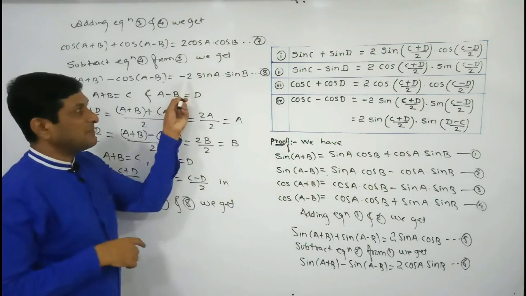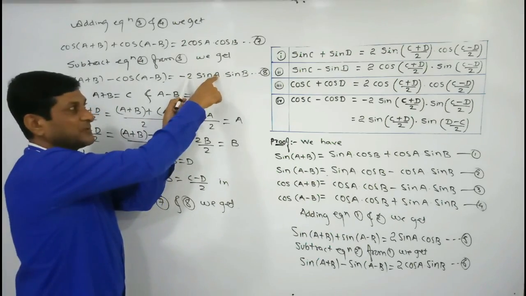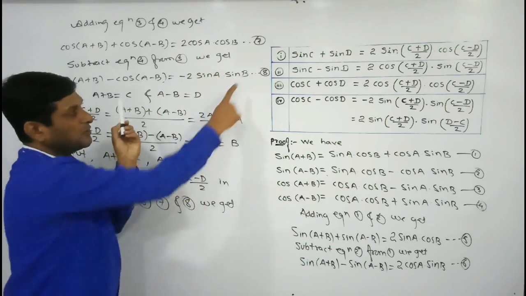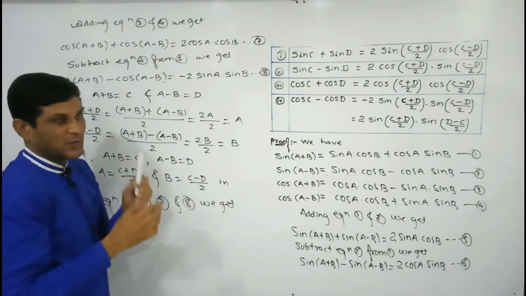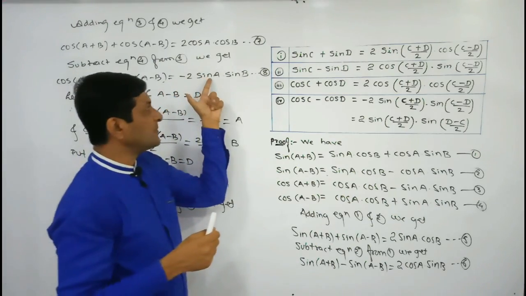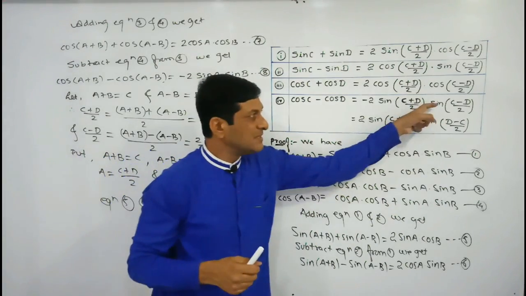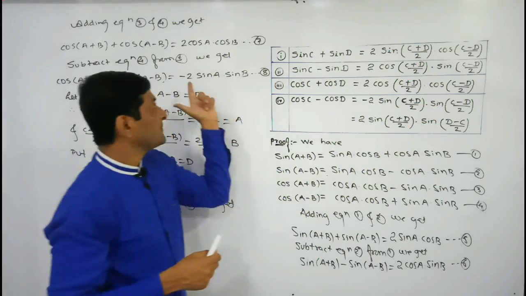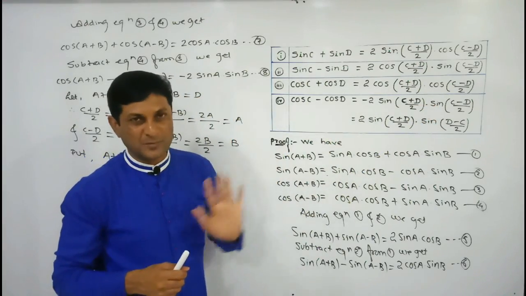And on the right hand side, minus 2, keep it as it is. And just now we have seen that a means c plus d upon 2, and b means c minus d upon 2. So minus 2 sine c plus d upon 2 into sine c minus d upon 2. So we will get the proof of this fourth formula.